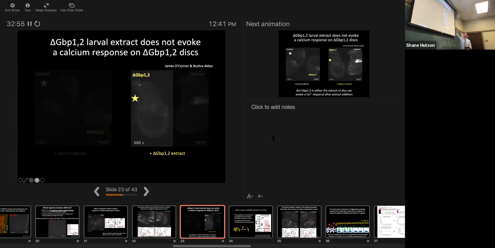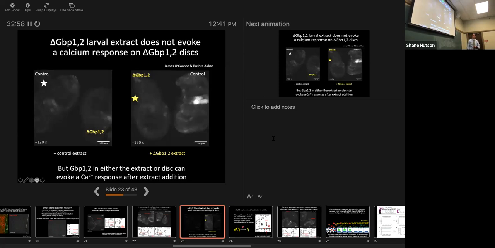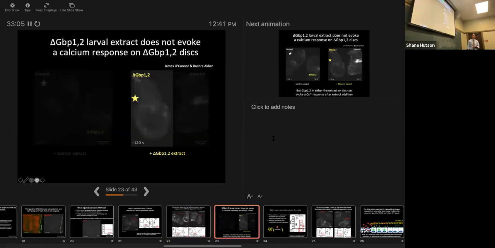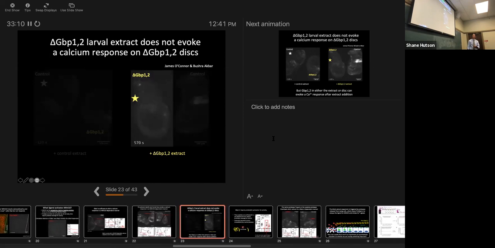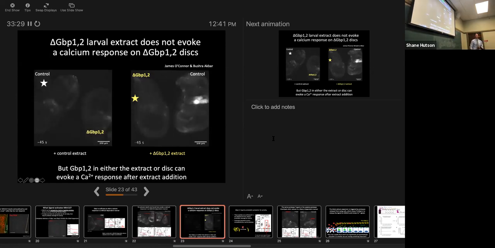Now, we're adding extract that does not have GBP. Sorry, I said that incorrectly. So if we take extract that doesn't have the growth blocking peptides, we add it to wing discs that don't have the growth blocking peptides, we don't see anything. That makes sense. But now the other combinations.